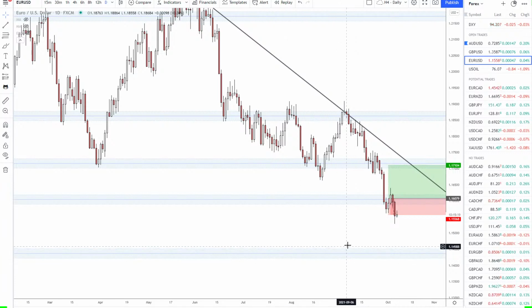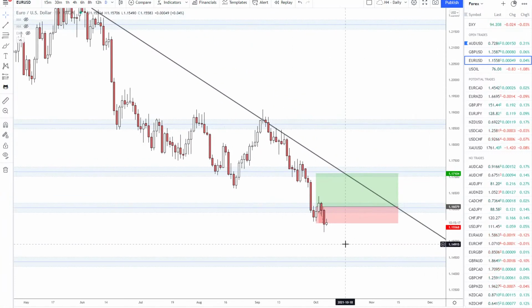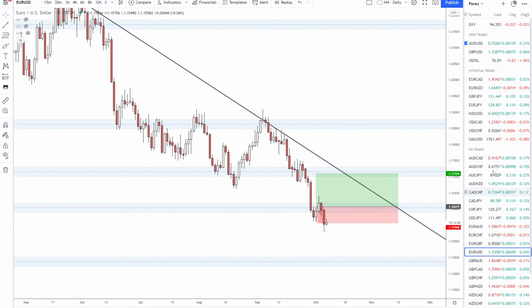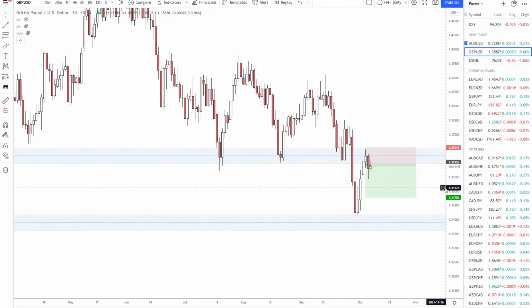Euro USD, I can't remember why I had this one up here. Why did I have this one up here? I think some people entered this one in the chat. Yeah, I'm not too sure. If you're in this one, it's hit stop loss. If you were long there, it's hit stop loss. So, not much you can do there. But I don't really remember what the thing was with that.